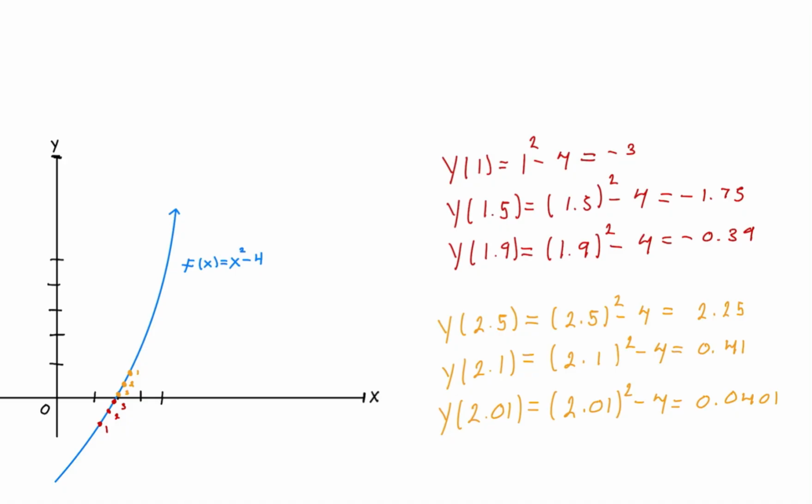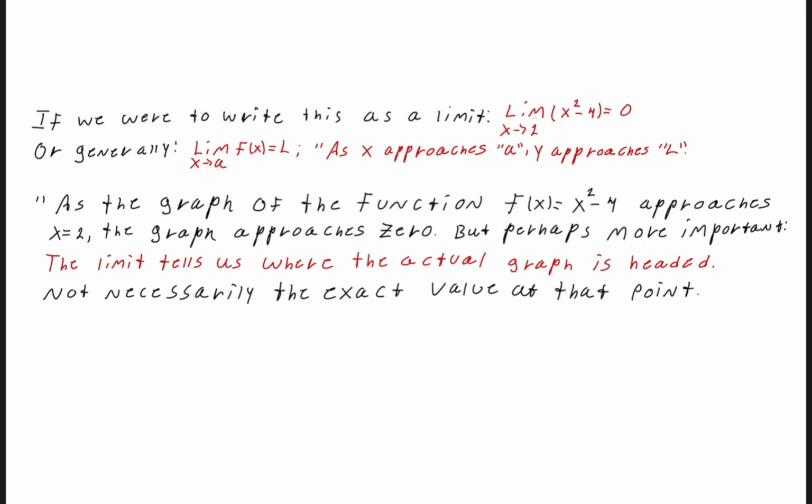And in this case, as you can see, our numbers continue to get smaller until eventually they would be nearly equivalent to 2. If we were to write this as a limit, we would write the limit as x approaches 2 of x squared minus 4 is equal to 0. Or more generally, the limit as x approaches a of f(x) equals L. As x approaches a, y approaches L.